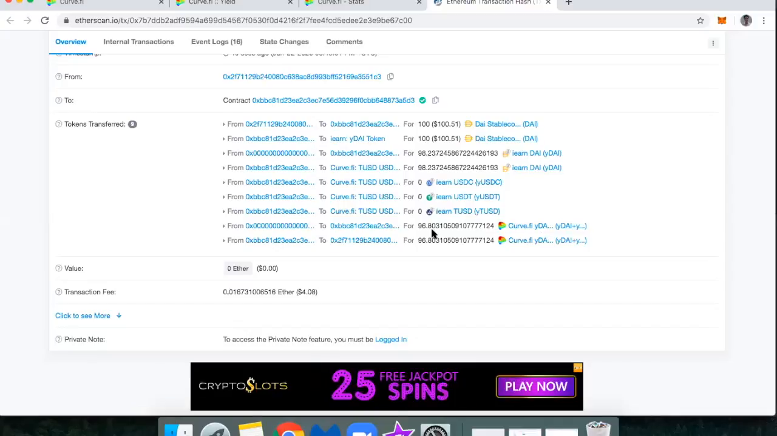So I've got 96.8 of those. And that makes sense because each one of these LP tokens is worth interest plus the value of the original stablecoin. So each one of them is a little more valuable, in other words. So it makes sense that I would walk away with less than 100 of these.